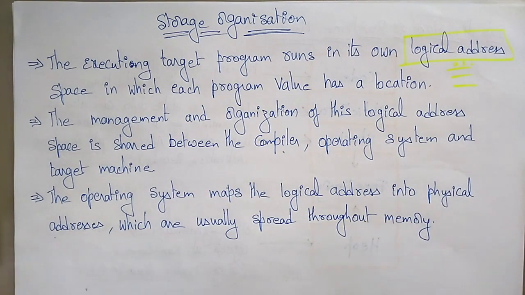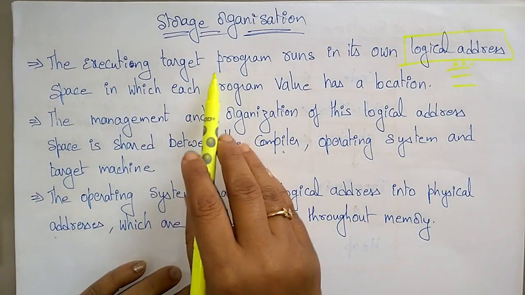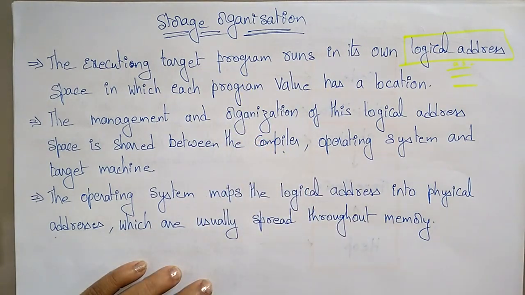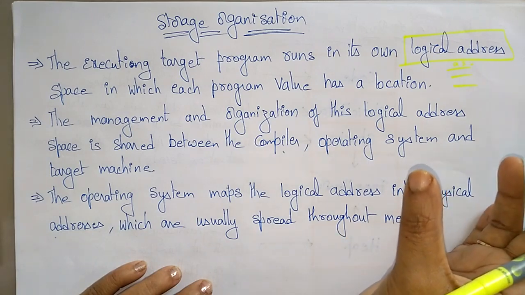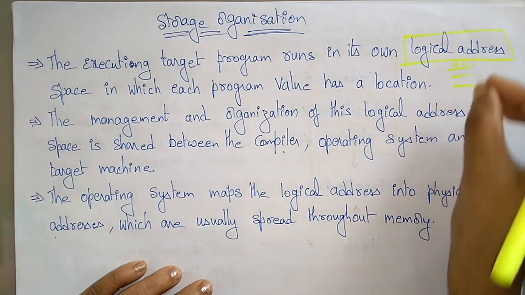The logical address will be active at compilation time. After the program is executed, that logical address becomes free space, so it's a temporary address. The executing target program, whatever program you want to be compiled and executed, has to run in its own logical address space. It has a separate logical address space, and in that space each program value has a location.